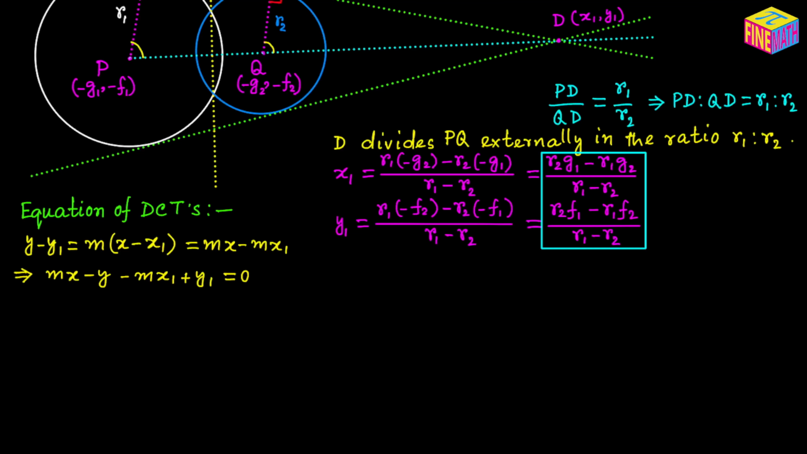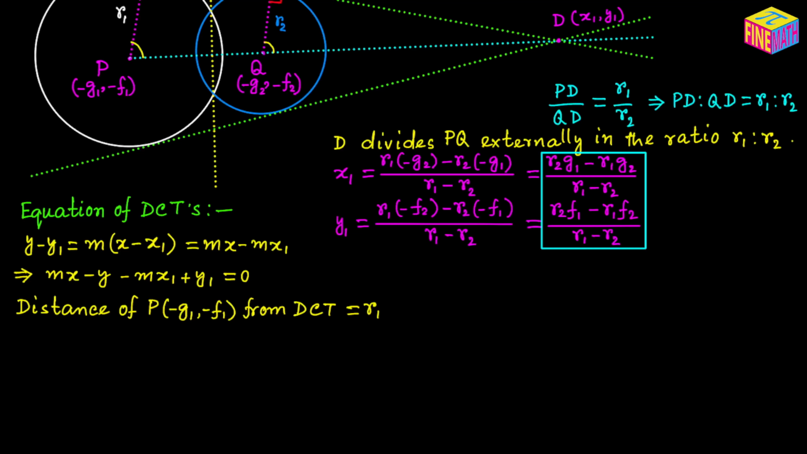Now, if we change the equation a little bit, we can rewrite the equation like this: mx minus y minus mx sub 1 plus y sub 1 equals 0. That's the general form of the equation of the direct common tangents. And here we have to somehow find two values of m. And for that, we are going to use a different technique here.